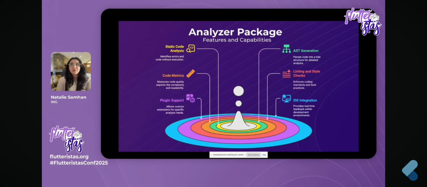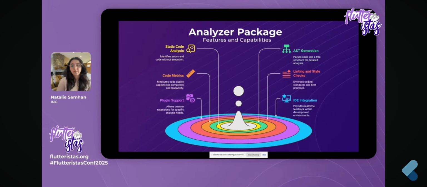This Analyzer package is a very powerful tool for static code analysis and examines the code without executing it to identify potential errors and help adhere to coding standards. This package is not only limited to analyzing syntax, but also provides really insightful code metrics for things such as code duplication, unused code, or cyclomatic complexity. All of these tools are really helpful, and we can create custom plugins for specific analysis needs.